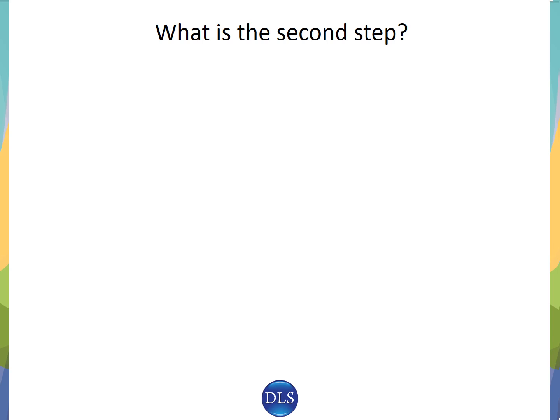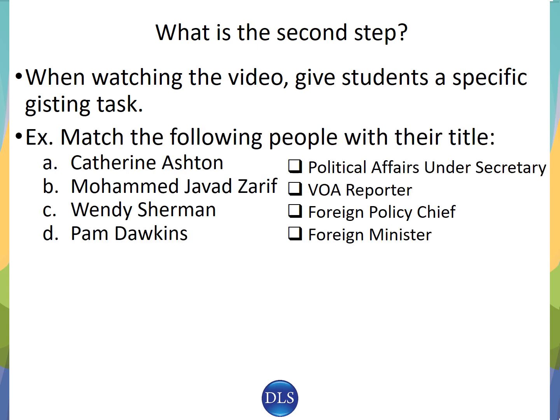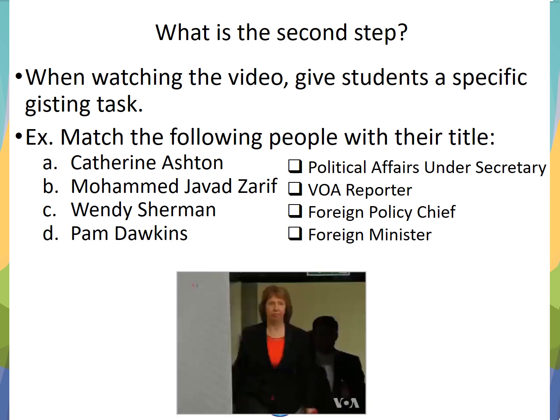Next, we move on to the second step. Students should have a specific task in mind when viewing, listening, or reading. Here, in our example, the student will focus on a matching comprehension activity while watching the video for the first time. By focusing on specific information, such as the names of people and their titles, students will avoid being overwhelmed by the information that they do not understand. As the video plays, try to complete the matching activity.